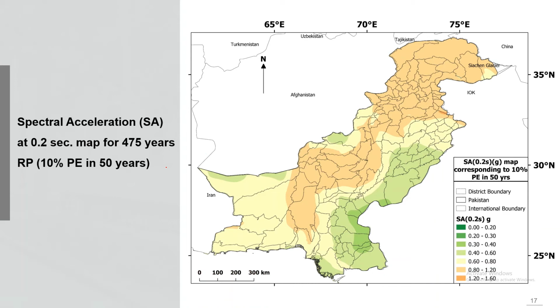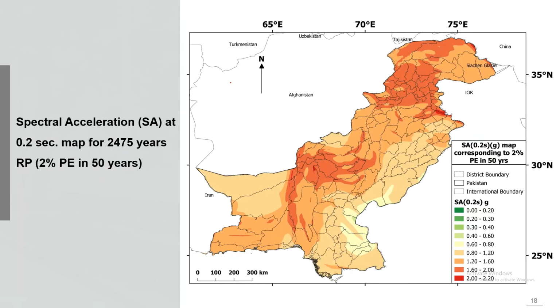An example from Pakistan: here you can see this is the map corresponding to 10% probability of exceedance in 50 years. So this is DBE level, this is not MCE level, but this is for spectral acceleration at 0.2 second. So this is basically the SS map. All of these values are SS values, the color shows the values. Similarly, this one is the same SS map, but now it is corresponding to MCE level, 2% probability of exceedance in 50 years.